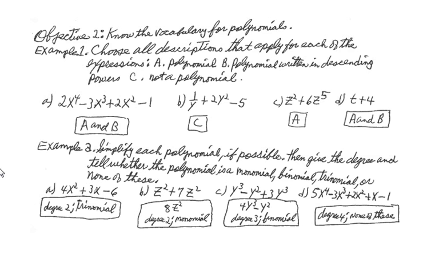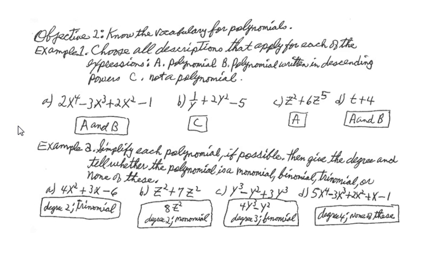Objective number 2. Know the vocabulary for polynomials. Example 1. Choose all descriptions that apply to each of the expressions. That is, A, a polynomial, B, polynomial written in descending powers, or C, not a polynomial.